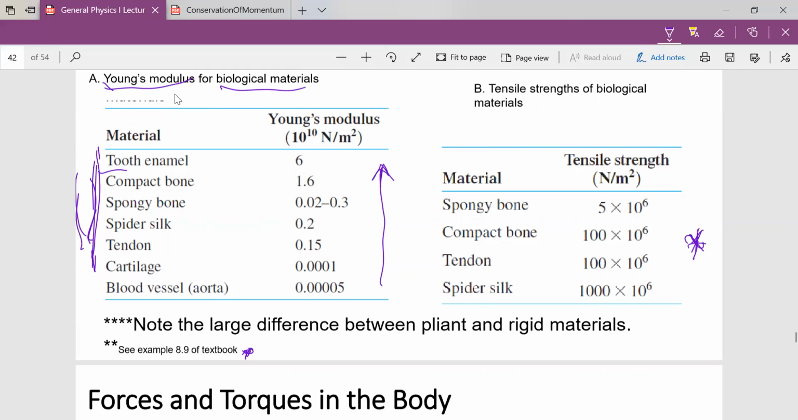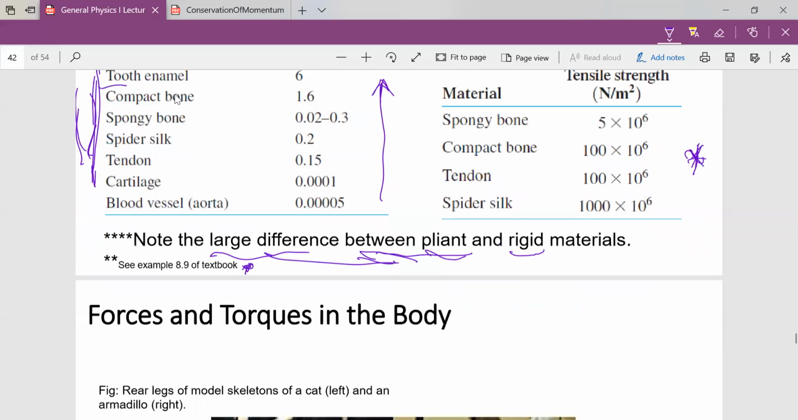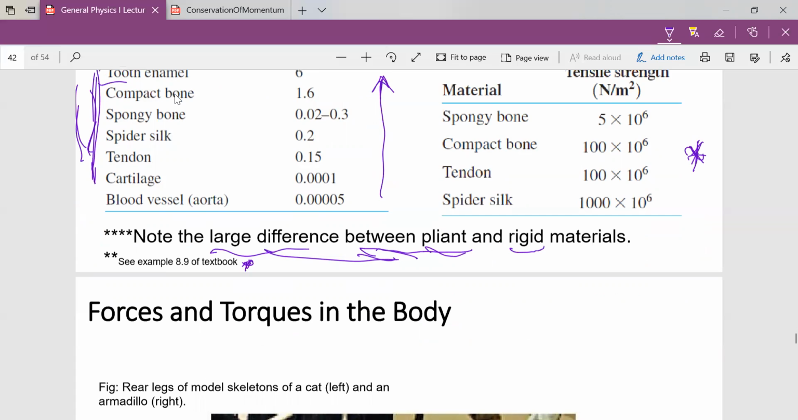You're not going to be asked to experimentally determine them. They have already been determined experimentally and given to us as a table. If you are asked to determine them, it means we just want a comparison to the standard value that already exists. We should note that the difference between the plant and the rigid material is the large difference in their values. The rigid one has a higher Young's modulus, while the plant has the lower value.